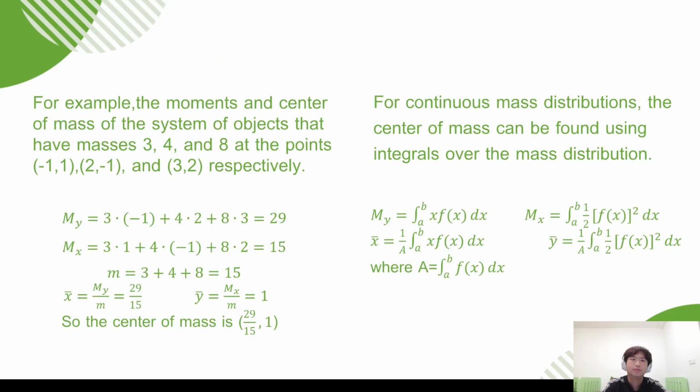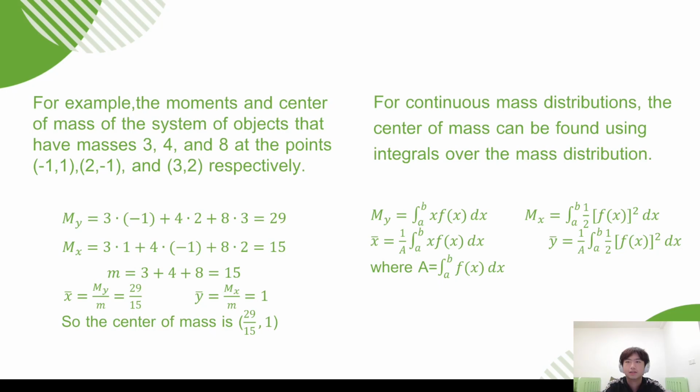For example, find the moment and center of mass of a system of objects that have masses 3, 4, and 8 at the points (-1, 1), (2, -1), and (3, 2), respectively. And we can calculate My, Mx, x bar, and y bar. So we can get the center of mass is (29/15, 1).